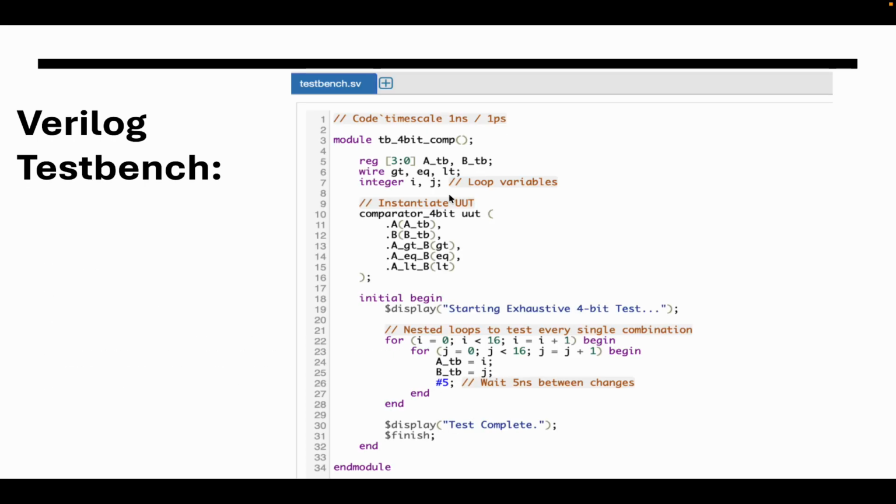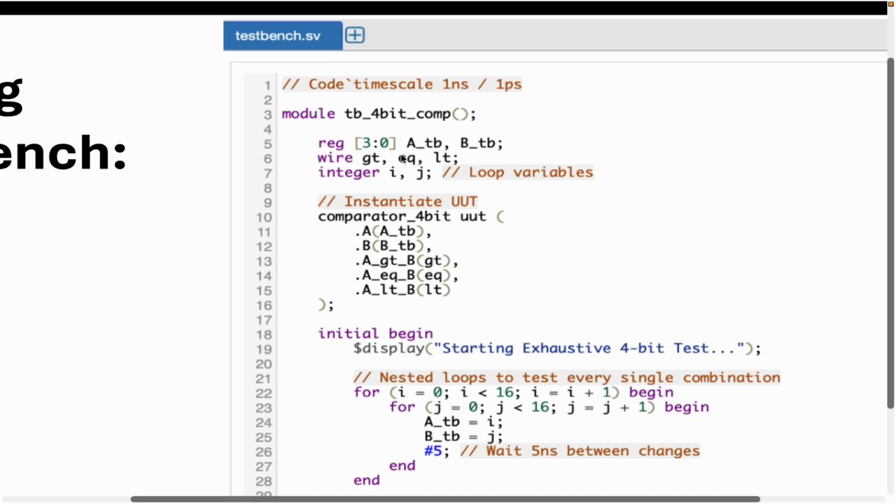Okay, for the same 4-bit comparator, we have written a test bench. Module 4-bit comparator TB, where TB stands for test bench. I'll give the same inputs here, but mention them as test bench inputs. We need 3 wires: greater than, equal, and lesser than. Integers i and j I need for looping. I'll also tell you why we require looping.